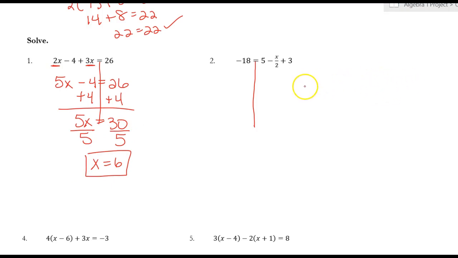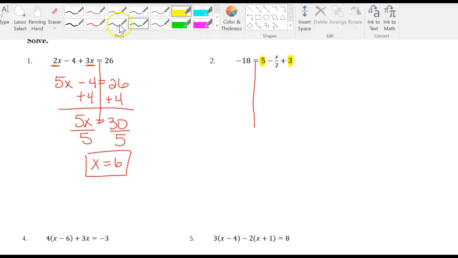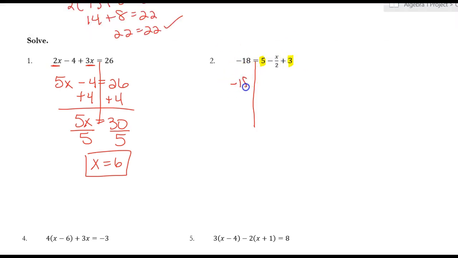Number 2 looks a little harder because I guarantee you some of you are looking at that fraction and saying, what do I do? Well, let's just do one step at a time. Let's get our numbers together first. 5 and 3. So I get negative 18 is equal to 8 and a negative x over 2.